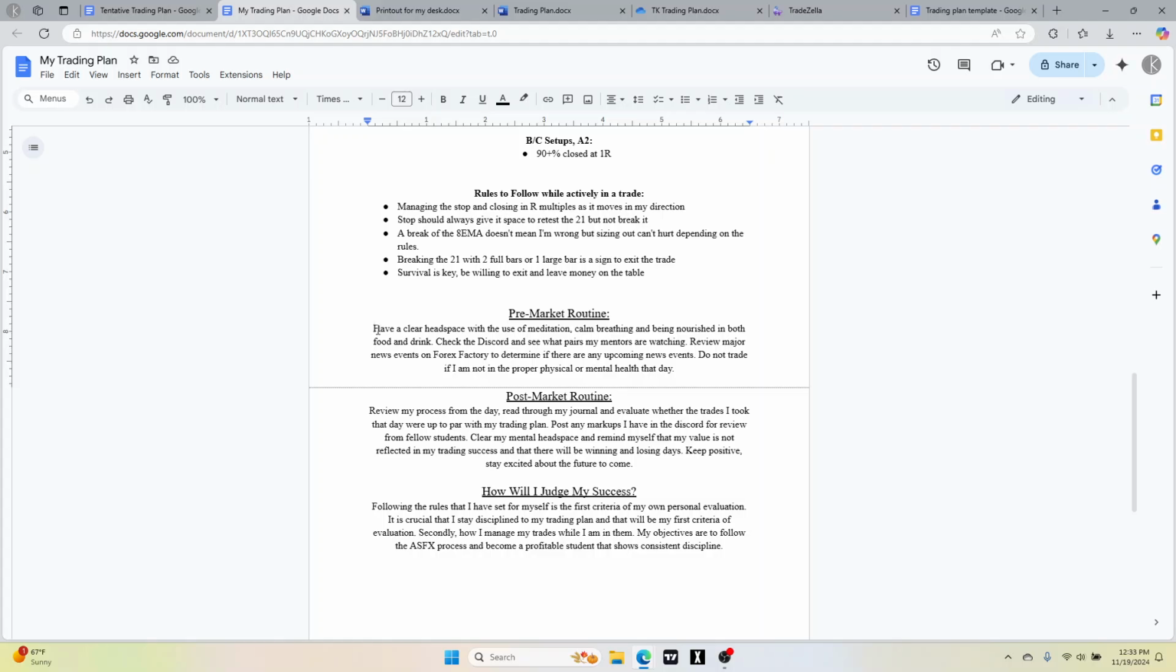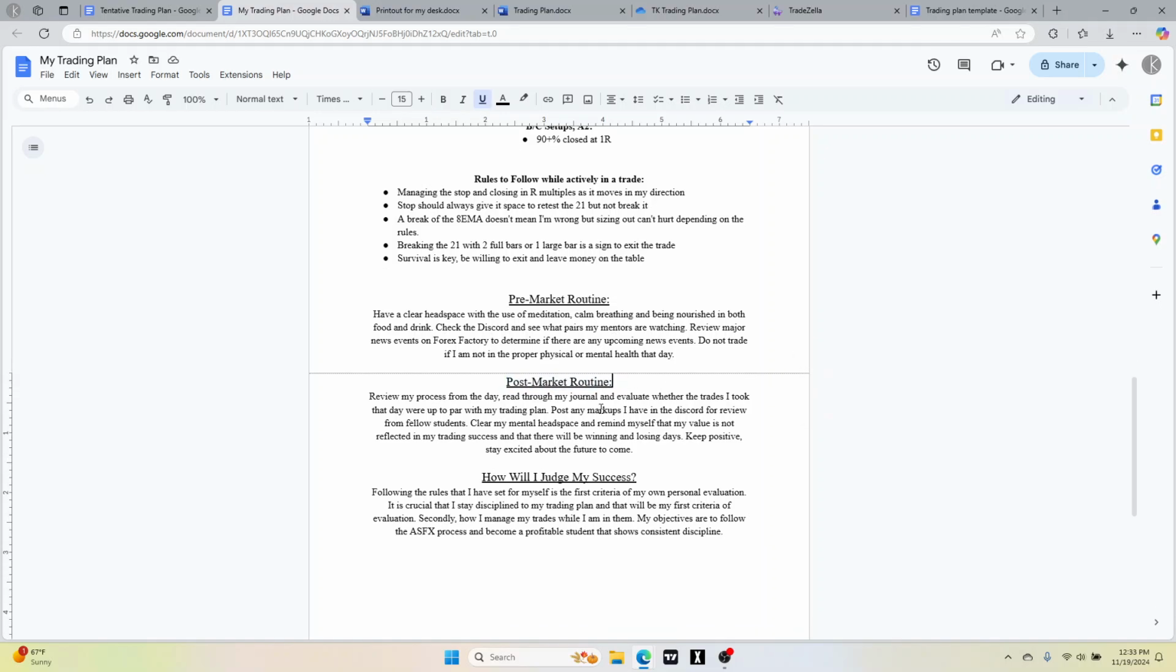Routine is so important, and by detailing this, part of my morning routine is reading this. So when I read this and I see, oh, I didn't check Forex Factory, now I can just quickly open up a tab and check it. It's just a reminder. It's not meant to hurt you. It's meant to help you. So make a detailed pre-market routine. Hold yourself accountable to that.